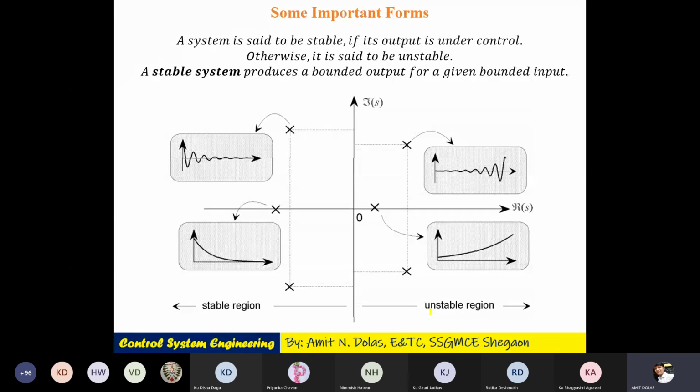So you can see here, a system is said to be stable if its output is under control, otherwise it is said to be unstable. Same, I have taken the definition. So this is your S plane, where this is the imaginary axis and this one is the real axis. If you have poles here as a complex conjugate pair, then the system is underdamped: the signal starts somewhere and goes to zero, bounded, that is stable. If the pole is on the real axis only, then it is exponential decay, going to zero somewhere, so it is also stable.